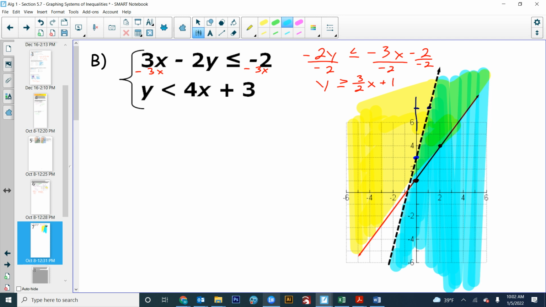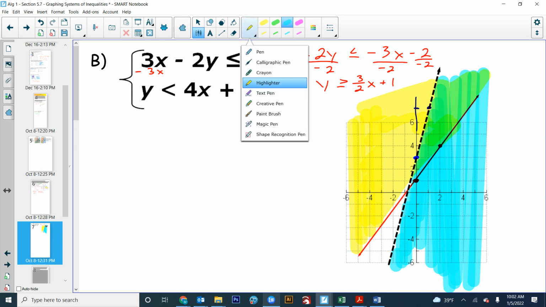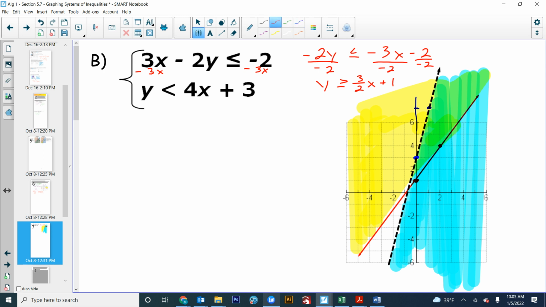The double shaded region is the solution area. When two lines cross, they have a solution point, right? When two inequalities cross, they have a solution area or region. So we just solved that one by graphing.